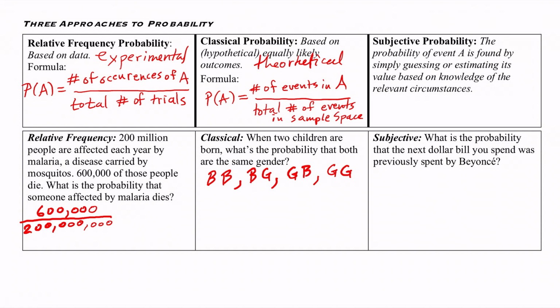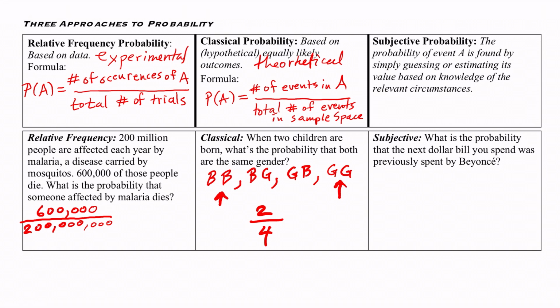Now looking at these four possible outcomes, this makes up our whole sample space, and exactly two of those outcomes, boy, boy, and girl, girl, have the same gender. So we would have a 2 out of 4 probability that in our two-child family the children have the same gender.